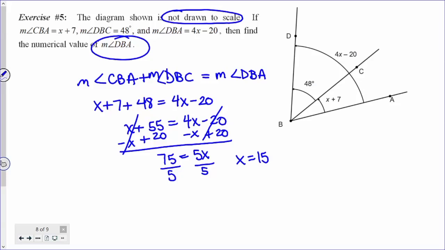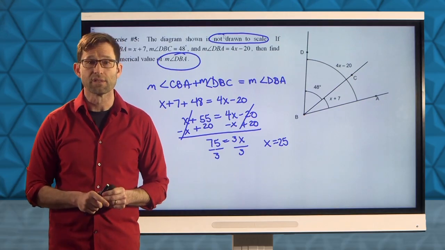Now, oh, wait a second. I had 4x minus x is 5x. That's a little bit silly. Let me get rid of that. I'm pretty sure that if I have 4 oranges and I subtract an orange, I don't have 5 oranges, although that would be kind of awesome. I have 3, so x isn't 15, x is 25.